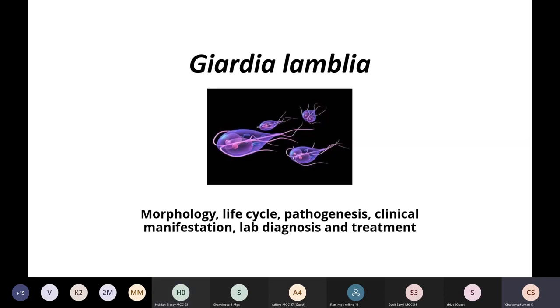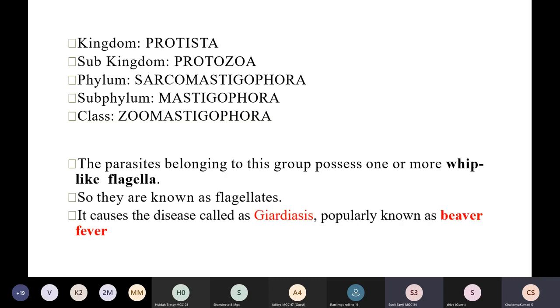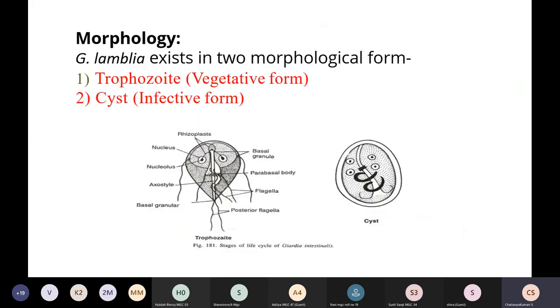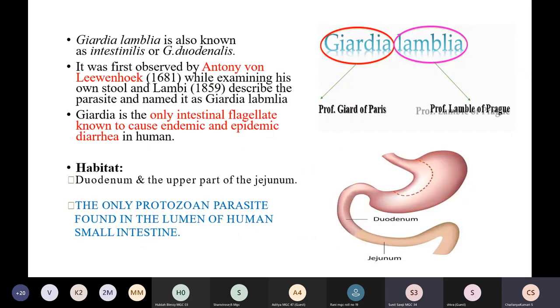The other question: what are the two important morphological forms we can see during the life cycle of Giardia? Trophozoite and cyst. Yes, trophozoite and cyst. Trophozoite is considered the vegetative form, whereas cyst is considered the infective form. Can anybody tell me the important parts of the trophozoite? What does the trophozoite consist of?